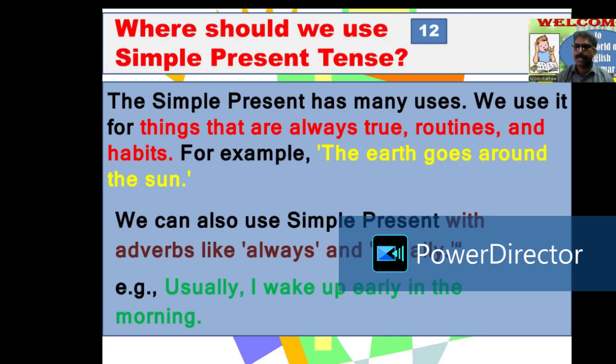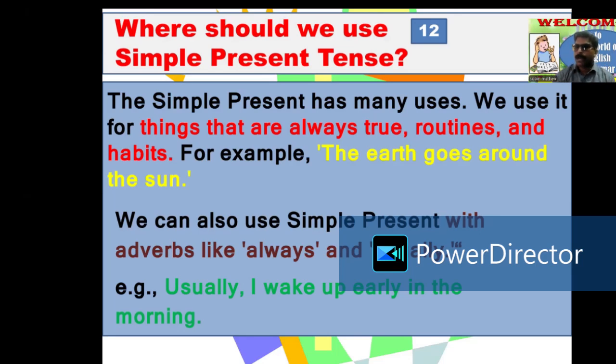What I explained to you is that simple present tense has a lot of uses. The first use is to explain general truths or facts. We use it for things that are always true. For example, I have already given an example and I will explain another example. The sun rises in the east.